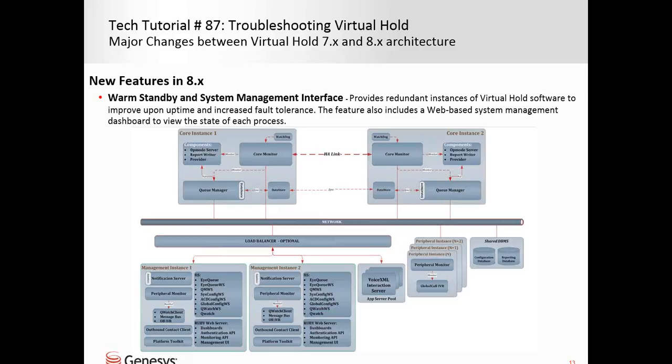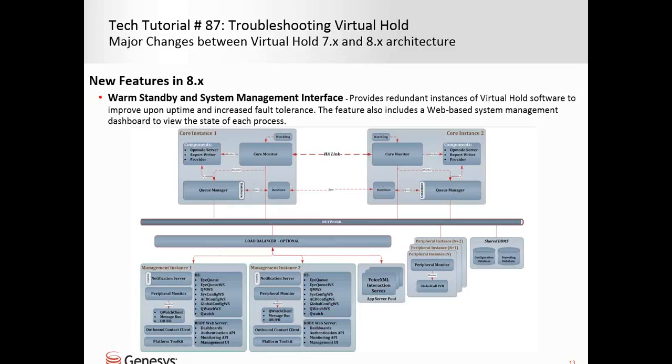The two cores share their lists of pending ASAP and scheduled callback requests as well, so that no customer callback requests are lost if a failure takes place. The warm standby feature also includes a new web-based system management dashboard that allows administrators to view the state of each process within VirtualHold. So as you can see here, there are two core instances, each having their own op mode, report writer, provider, core monitor service, and queue manager.